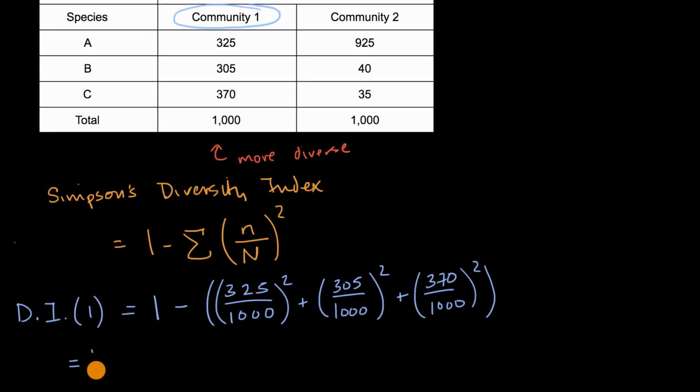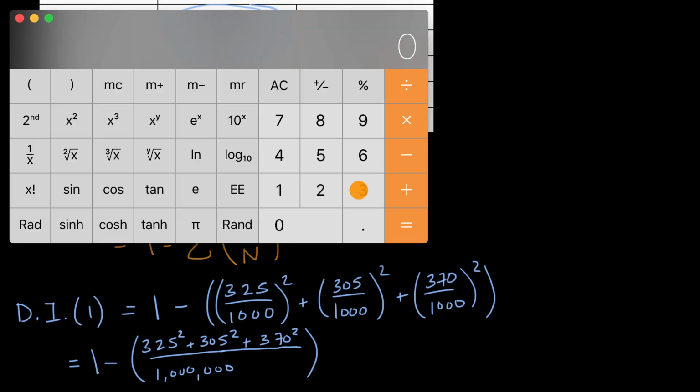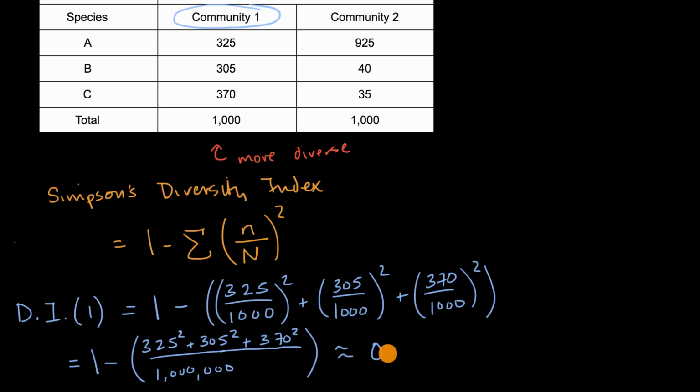And I can simplify this a little bit. This is going to be equal to 1 minus, so all of these 1,000 squareds, 1,000 squared is 1,000,000. So it's going to be everything over 1,000,000. And then we're going to have 325 squared plus 305 squared plus 370 squared. And that is going to give us this. That's the numerator here. Now I'm going to divide that by a million. That is 1,000,000. It equals this. And then I'm going to subtract that from 1. So I'll just put a negative sign here and say plus 1 is equal to 0.664. So this is going to be approximately equal to 0.664.